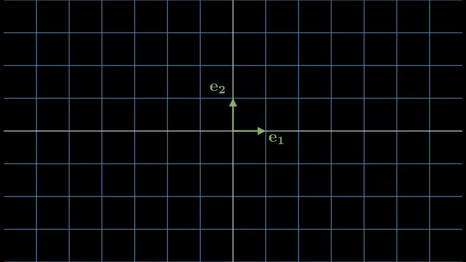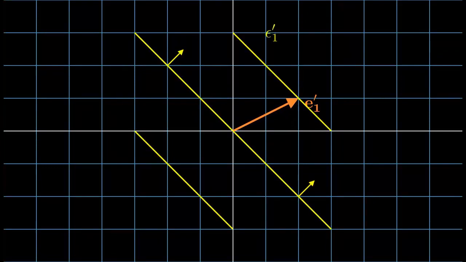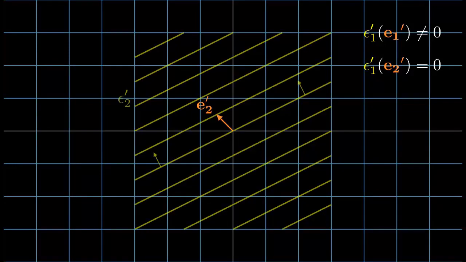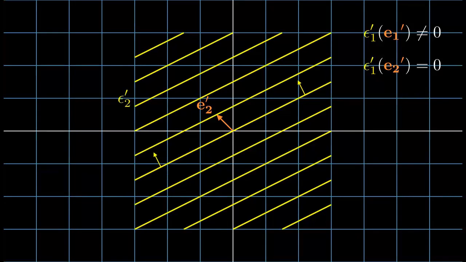When the basis changes, how is the normal transformed? The epsilon 1 dash becomes like this. The epsilon 1 dash lines are not perpendicular to the e1 dash. Those lines are parallel to the e2 dash. e2 dash has 0 epsilon 1 components. This means epsilon 1 dash e2 dash is equal to 0. The epsilon 2 dash is like this. Again, the epsilon 2 dash lines are not perpendicular to the e2 dash.